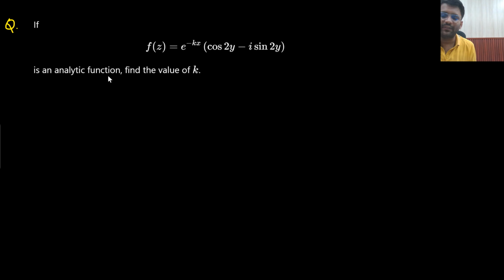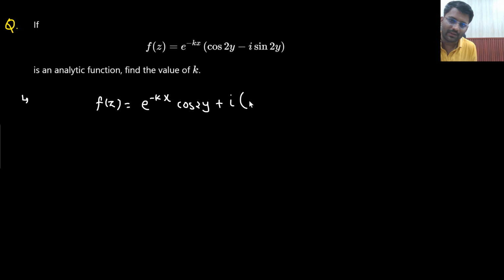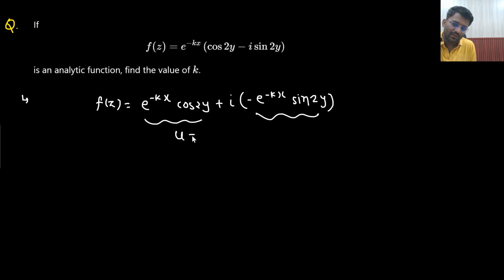f of z is given. Nothing difficult, very straightforward. f of z is given, which is e to the power minus kx cos 2y plus iota times minus e to the power minus kx sin 2y. Say yes or no. So this is your u and this is your v, u plus iota v. You need to find out the value of k.